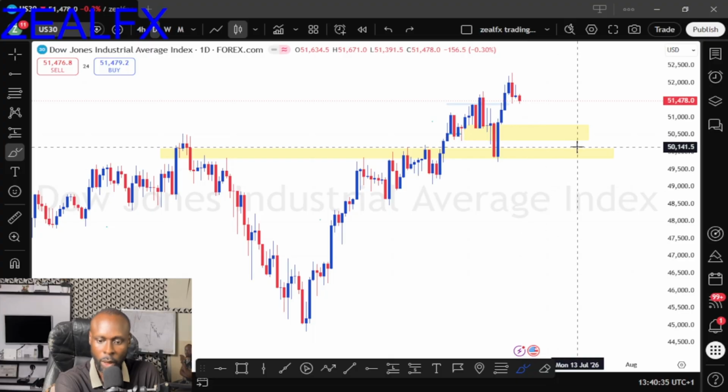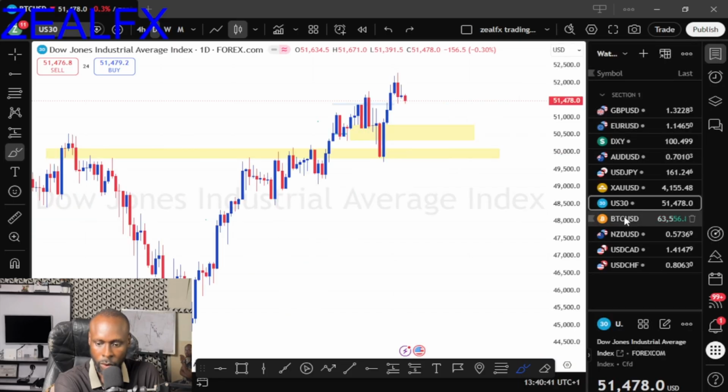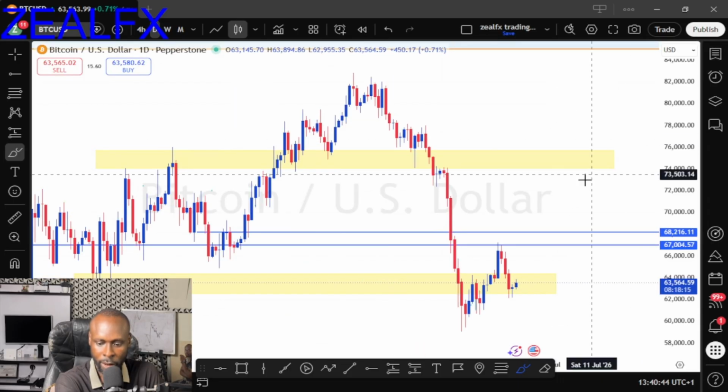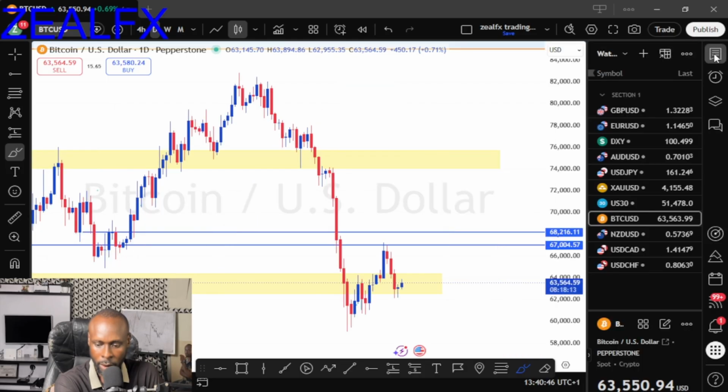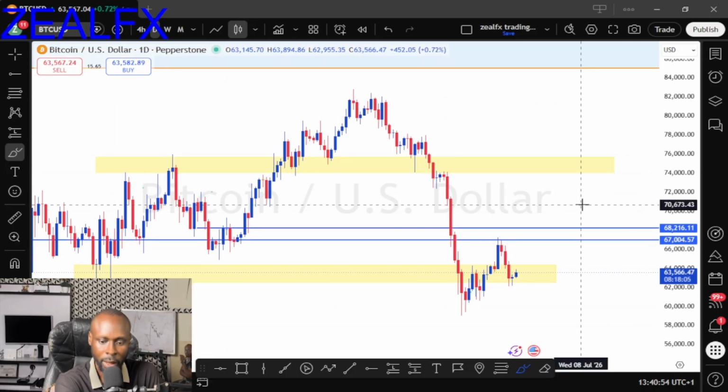So let's look at our next pair. Our next pair will be BTC USD. The BTC USD on my daily time frame, you can see we still have this bearish trend on the BTC USD.